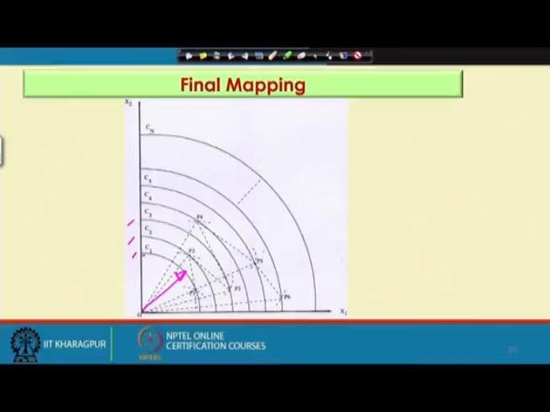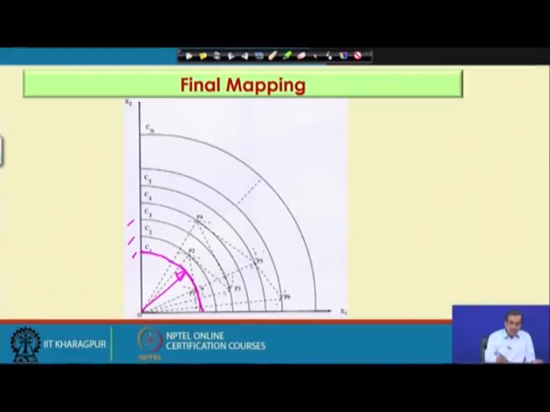So, we draw one circular arc here. Similarly, with the radius equal to the Euclidean distance of the next connecting weight, we draw another circular arc here, another circular arc here, and we just go on drawing all such circular arcs here.